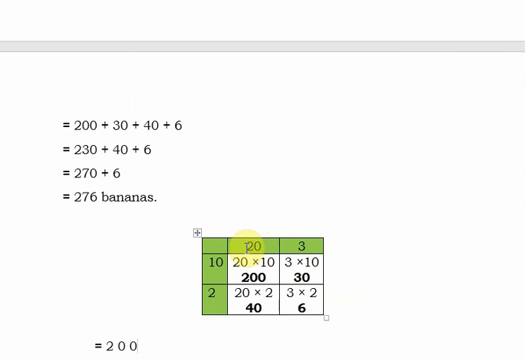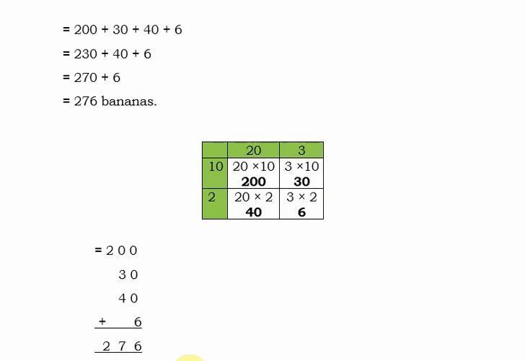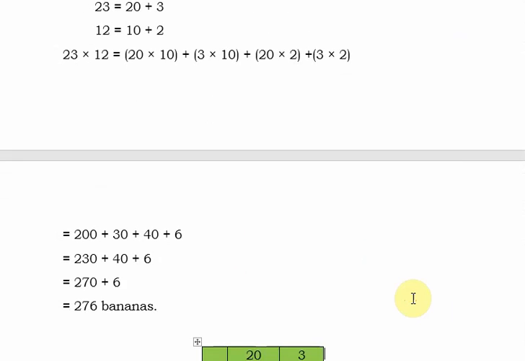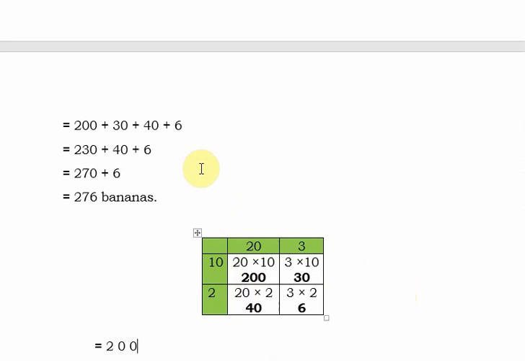Here 20 and 3 is written on the top, then 10 and 2 on this side. Then 20 into 10, then 3 into 10, here 20 into 2 and 3 into 2. The answers are then added together to get the final answer. Okay. For example, either you can use this method or the above method. This method will be a little easier, I think, because with the box method you may have some confusion. Whichever you find easy, you can do in that method. Both the methods I am teaching here.